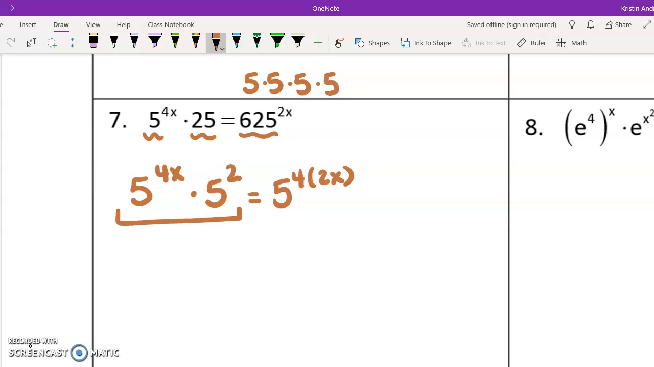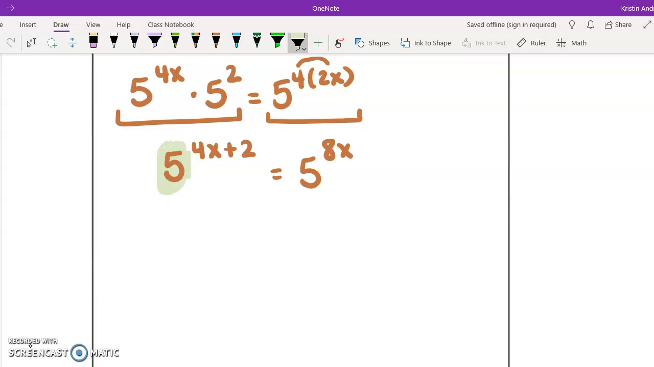On this side, we have to combine those by addition. So this is 5 raised to the 4x plus 2. And then over here on the right side, since there's only one 5, we have to multiply the powers. And so this is 5 to the 8x.